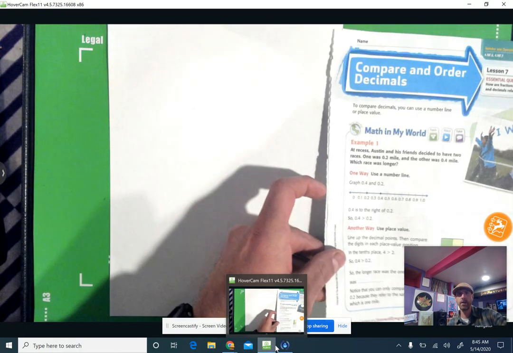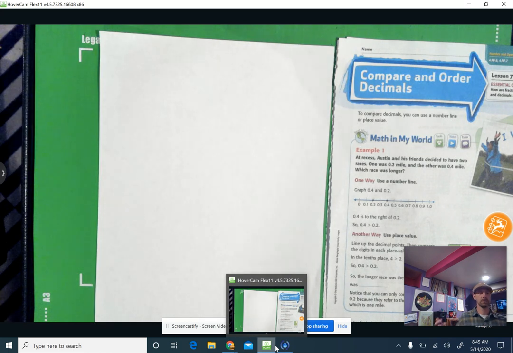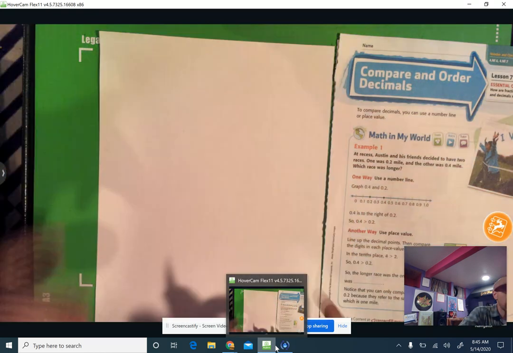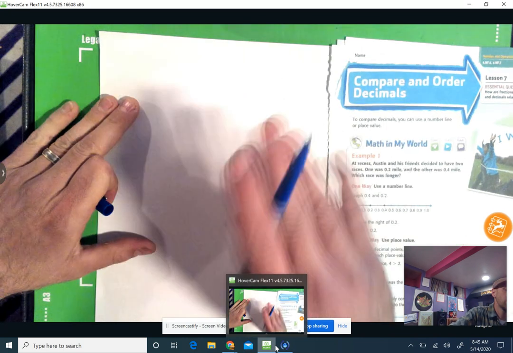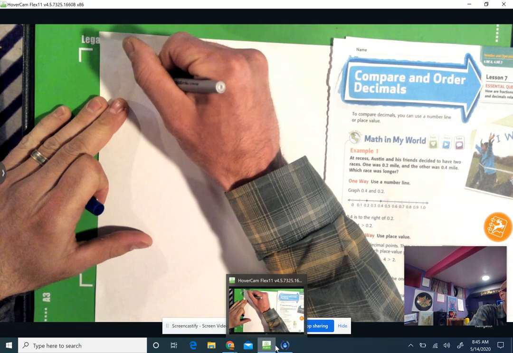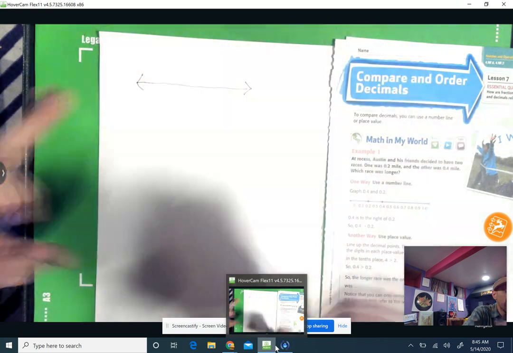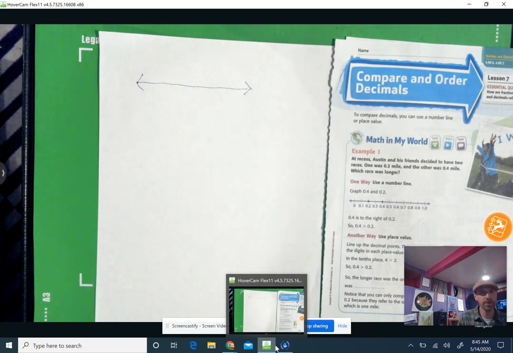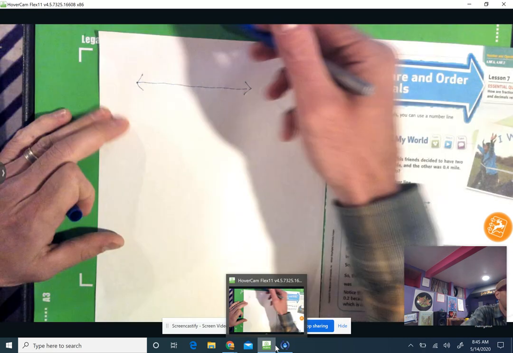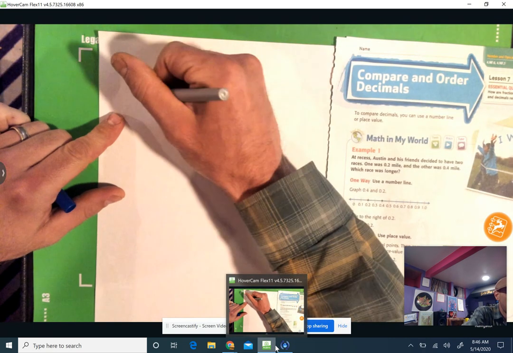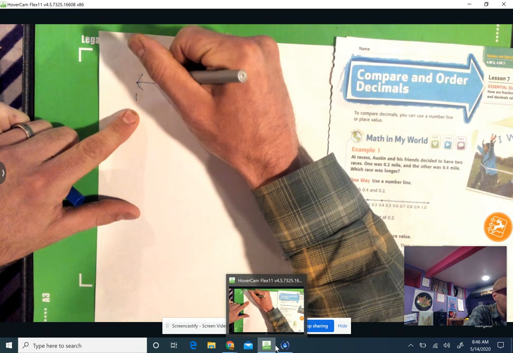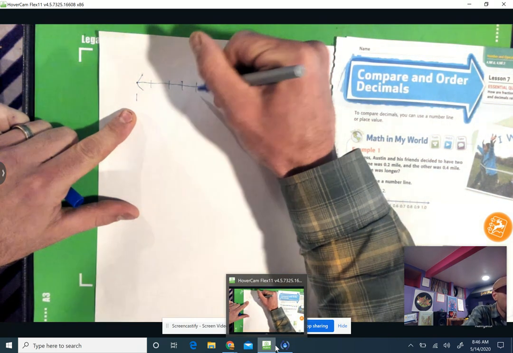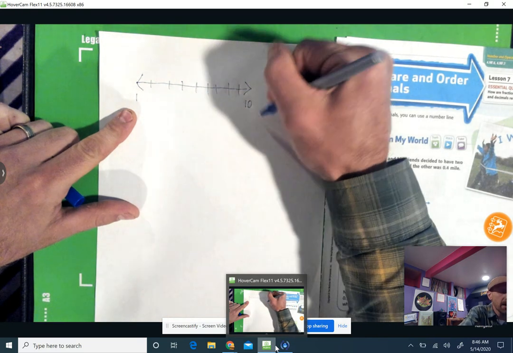So before we get into decimals, let's just take a look at some ways that we already compare whole numbers, or numbers that are one and greater. So we are talking about ways to compare them, and one way is with a number line. We can make any number line, say this is 1 and this is 10. We could put 2, 3, 4, 5, 6, 7, 8, 9, and 10.